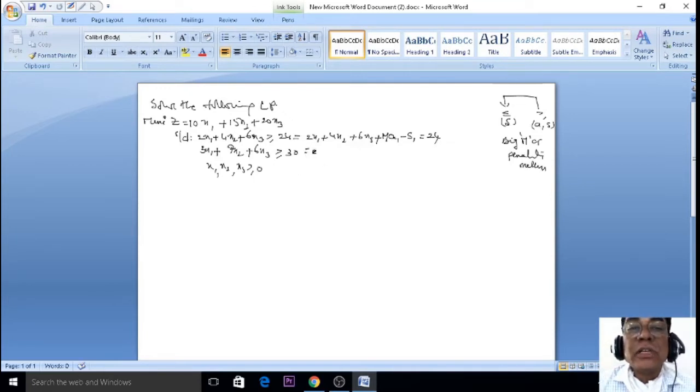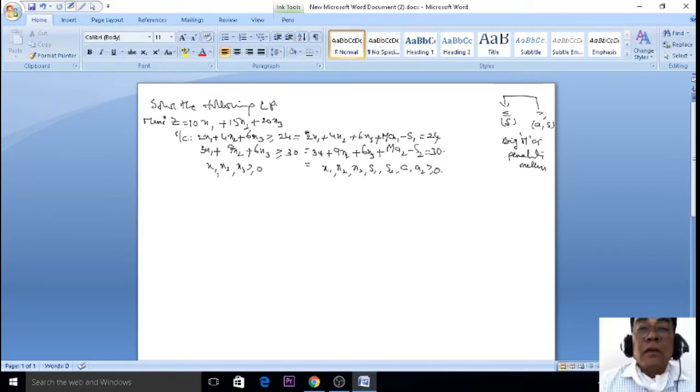So that is 3x1 plus 9x2 plus 6x3 minus S2 plus A2 equal to 30. So x1, x2, x3, s1, s2, a1, a2 are greater than or equal to 0. Over. How to convert the objective function?